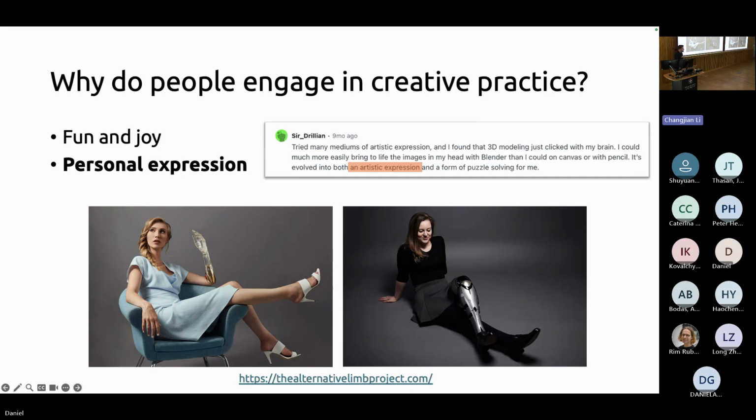The Alternative Limb Project. This is a sort of collective of designers who work with different people with limb differences to try to build prosthetics for them, which are reflective of something the person would like to communicate about themselves, as opposed to just being a generic one-size-fits-all flesh-colored prosthesis.